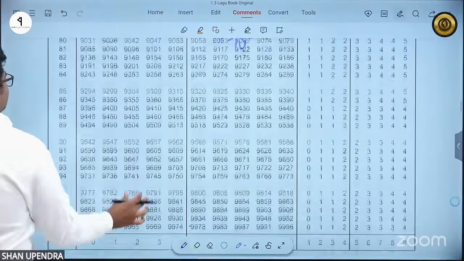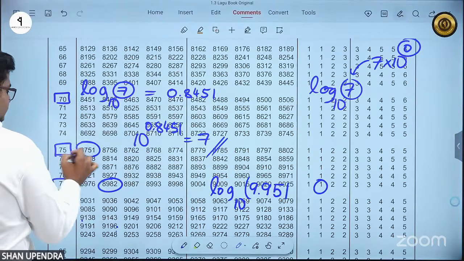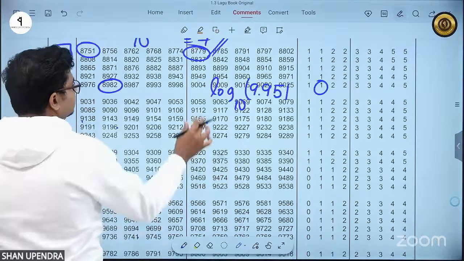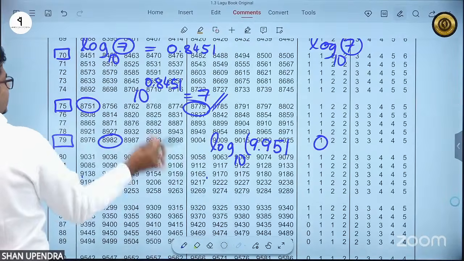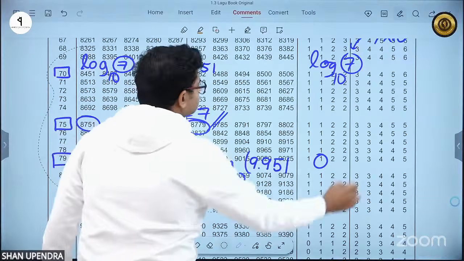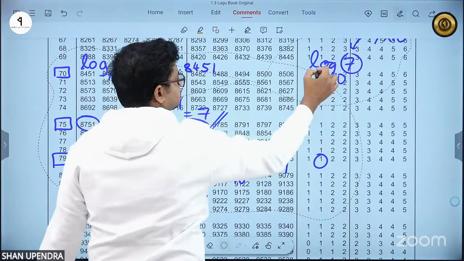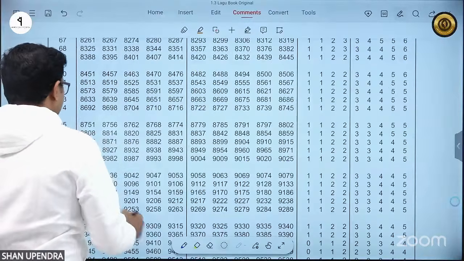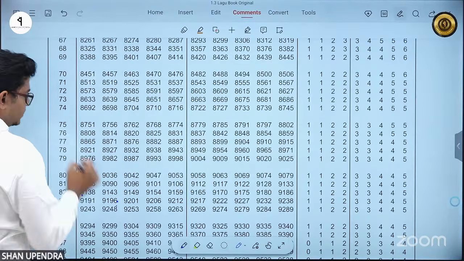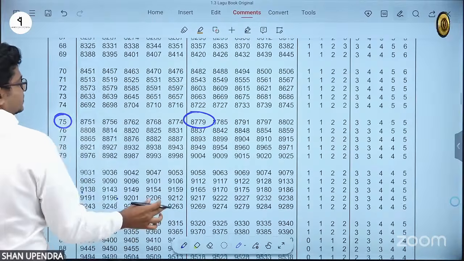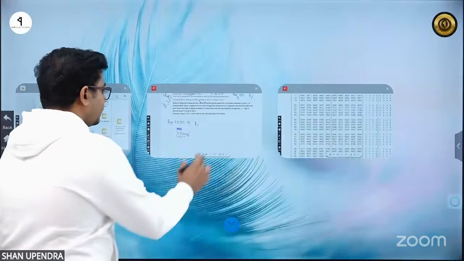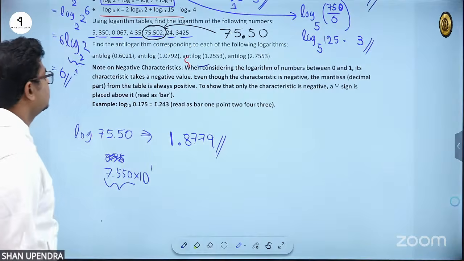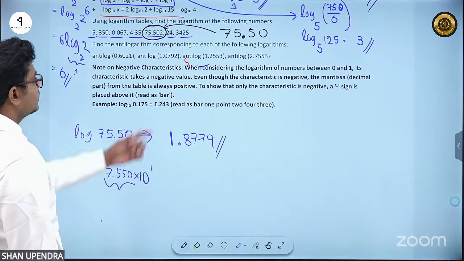7.550 means 7550. I need 7550, and 7550 means this one: 8779. You can write here 8779. Okay, then let's take log 3425.